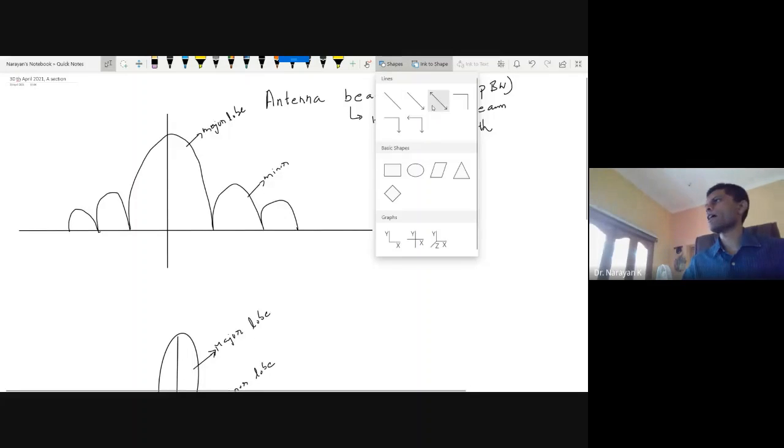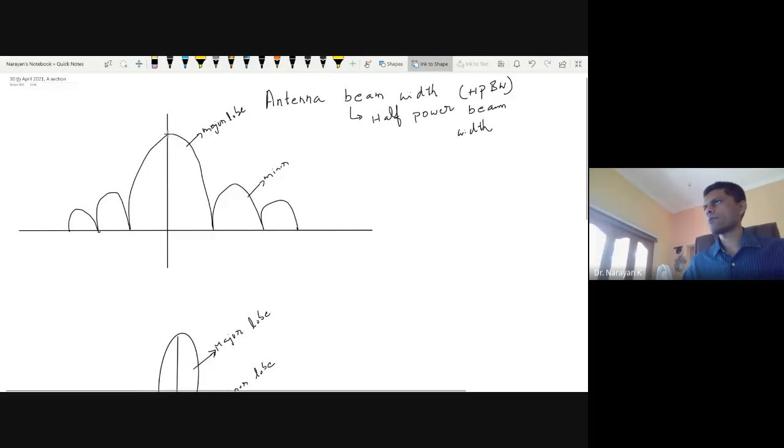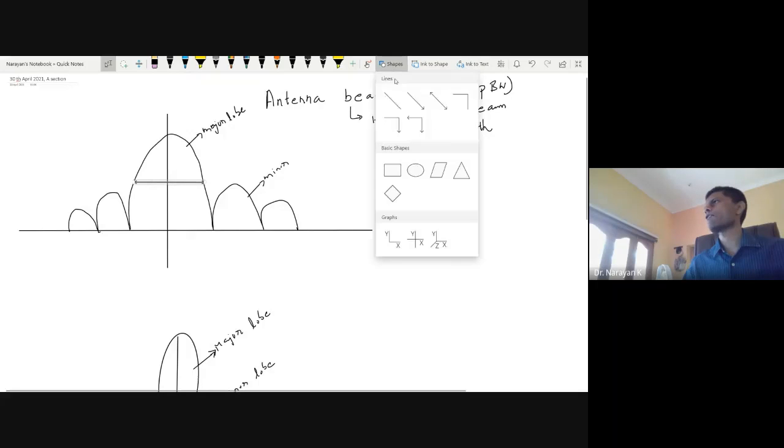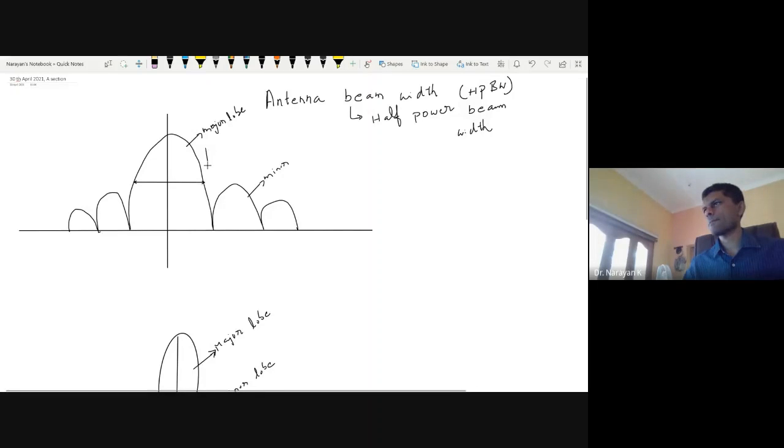So how do you find the half power beam width? This is your maximum point P. When the power drops to half of its maximum value, or the 3 dB point, draw a line parallel to the x-axis. Wherever this intersects, that point is your half power beam width. I'll draw one more line here.